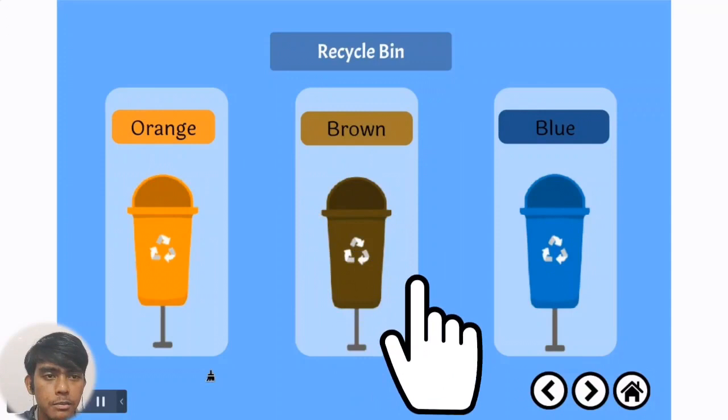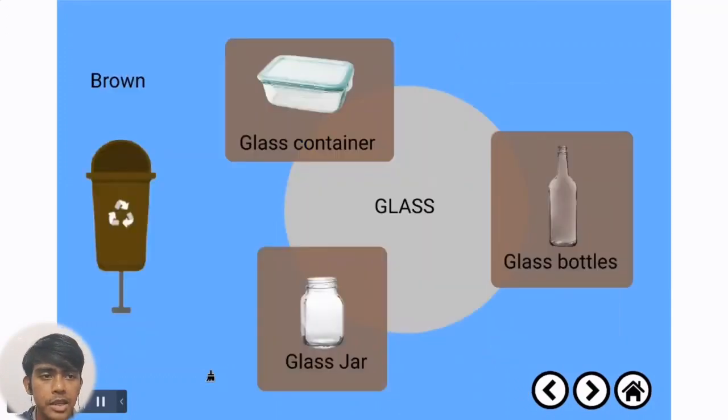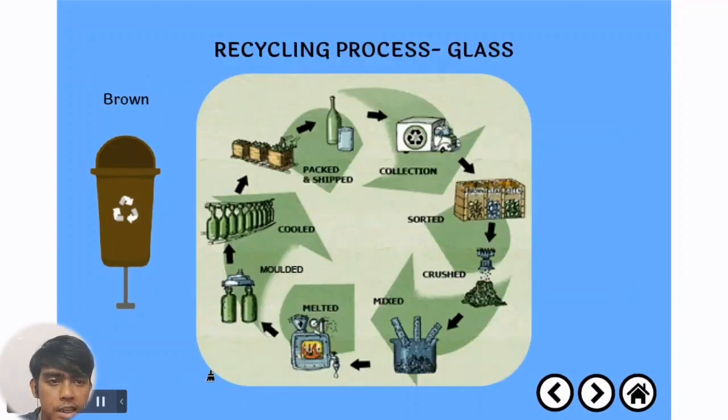When the user clicks on the brown recycle bin, the screen displays the items that can be put in the brown recycle bin, such as items made of glass. The screen will display the recycling process of glass. It shows how items made of glass are recycled.